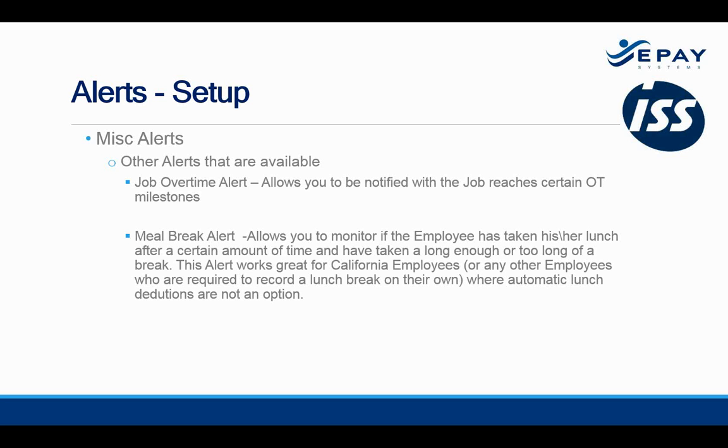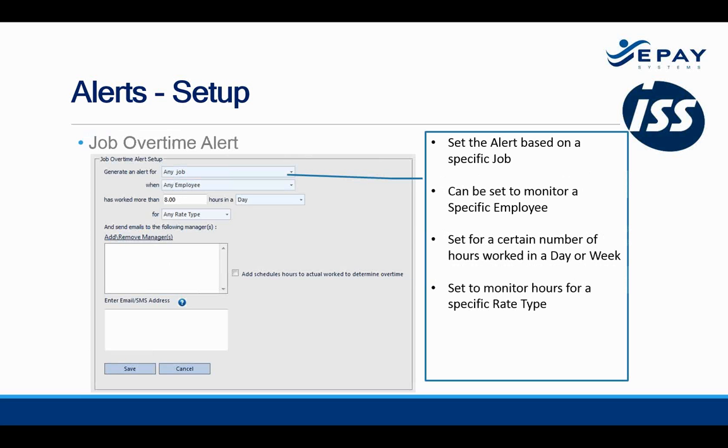This alert is what I call the California alert, because California is the state that requires employees to punch in and punch out for lunch. This alert works best for California employees because it's a situation where you can monitor whether the employee has taken his or her lunch after a certain amount of time, or has taken a short meal break, or maybe too long a meal break as well. This will also notify you for that reason. But bottom line, this works great for California employees, as I mentioned, because this is where automatic lunch deductions are not an option. So those of you who are punching in and punching out for lunch, listen up. This is a good option for you to use going forward.